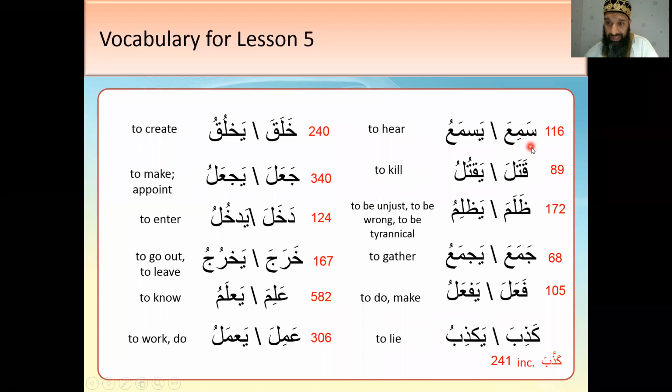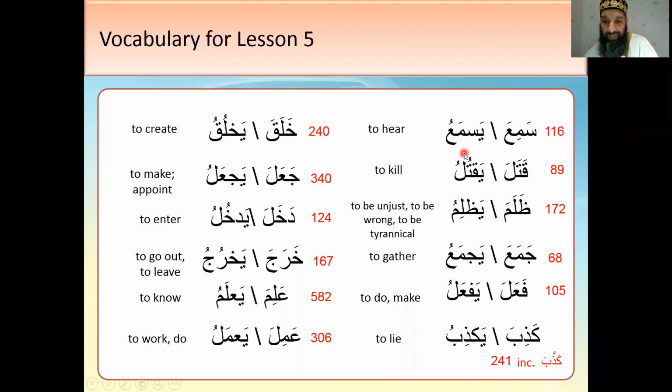Sami'a means to hear. Sami'a Allahu. Allah hears. Liman hamida, the one who praises him. As-Sami' is Allah subhanahu wa ta'ala, the one who hears everything. Right? So Sami'a. Qatala, we all know our favorite word now is qatala. Qatala means to kill.